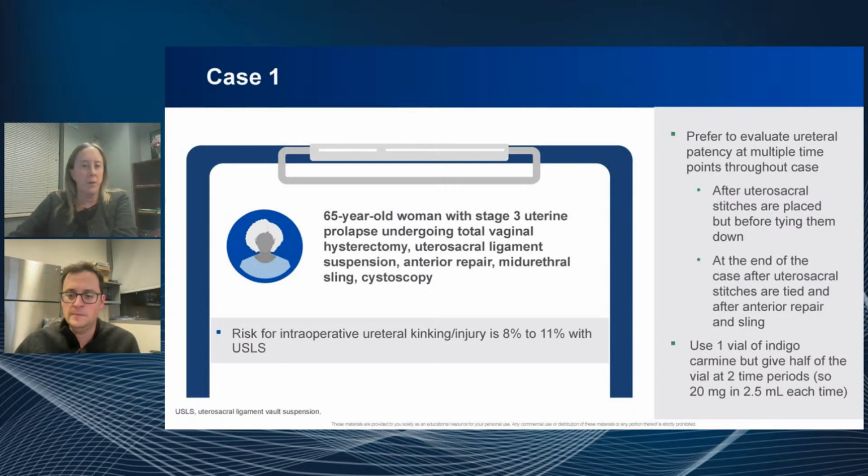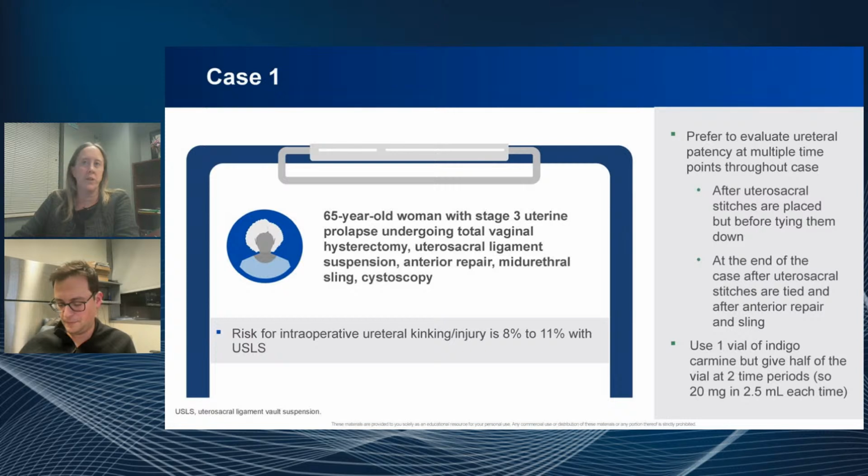Really, the part that we worry about the most, this is a surgery that has a slightly higher risk of intraoperative ureteral kinking, and that's with the uterosacral stitches. So the literature out there suggests that there's an 8 to 11% chance that during the surgery, by just placing the stitches on both sides in the uterosacral ligament, we will kink off one of those ureters. And so it is really imperative that we catch it, and it gives us time to release it.